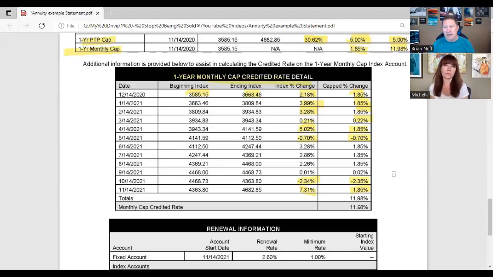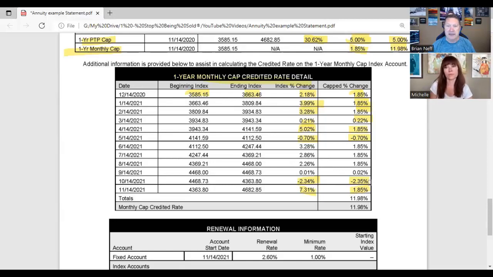Okay. Now this client did great. 11.98% is nothing to sneeze at, especially for the amount of money they had in that section. So they made a great return this year. But let's say it's 2022 and the market is very volatile and we're down from where we were last year. Let's say you had 11 great months where you got the cap every single month. Okay. Sure. The cap is the upside cap.